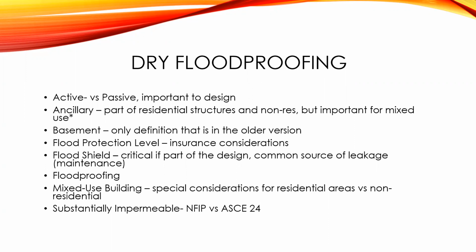So we have active versus passive measures. The active measures have to be implemented by a person, whereas the passive measures, like reinforced glass for windows, just work on their own without any intervention. There are also mixed use structures. If they are, such as a hotel, the non-residential areas can be dry floodproofed, but residential areas would have to be elevated. There's also the flood protection level as far as insurance considerations. Whether or not you get credit for being dry floodproofed depends on how high it is.